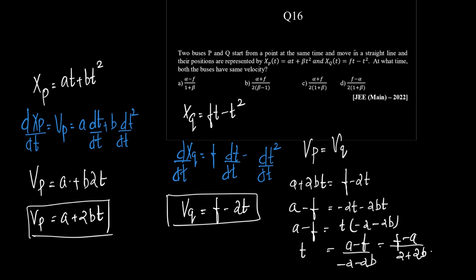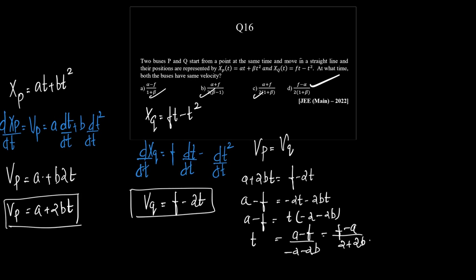So it is f minus a by 2 plus 2b, is that an option? F minus a by 2 into 1 plus b. Yes. So if you take 2 common here, this will become equal to f minus a the whole upon, if you take 2 common, what do you get? 1 plus b. Yes, f minus a by 2 into 1 plus b, option D.